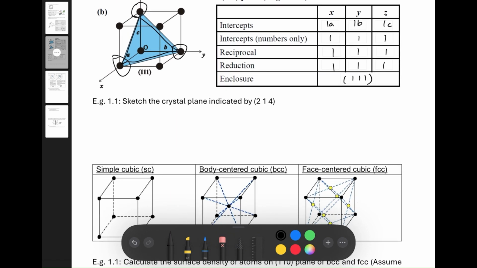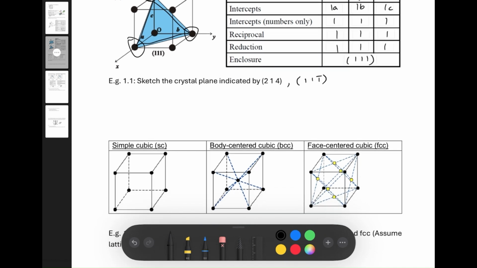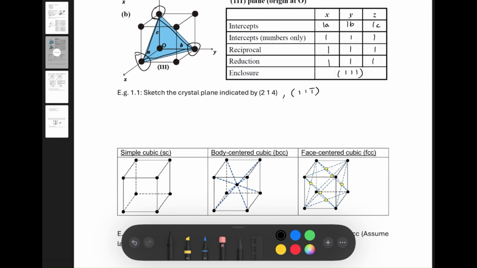So, okay, let's look at example 1.1. Sketch the crystal plane indicated by 214. And then we'll look at not only 214, but we'll look at 111 bar as well. Okay, so let's look at 214 first. So basically we work from bottom up for this one. So 214 is already the Miller indices.